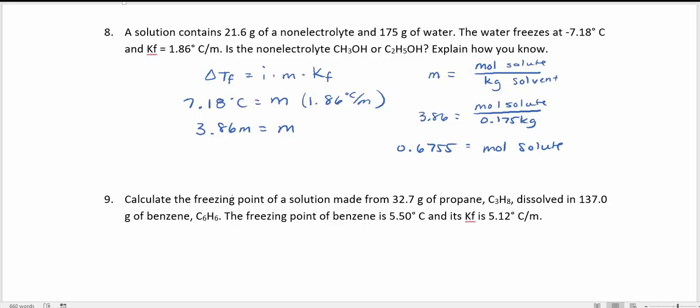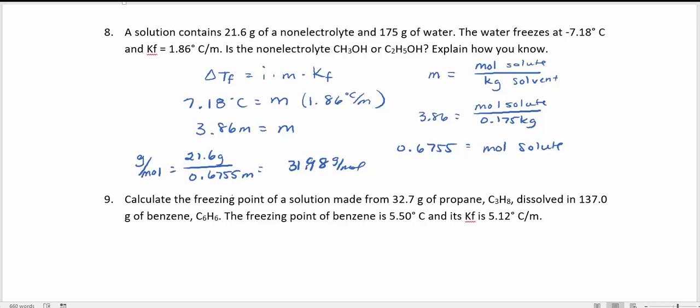So now I'm going to find the molar mass. I know how many grams I started with, and now I know how many moles those grams have to be. Since molar mass is grams per mole, I'm going to take the initial sample, 21.6 grams, and divide it by the moles I calculated, 0.6755. And I end up with a molar mass of 31.98 grams per mole.